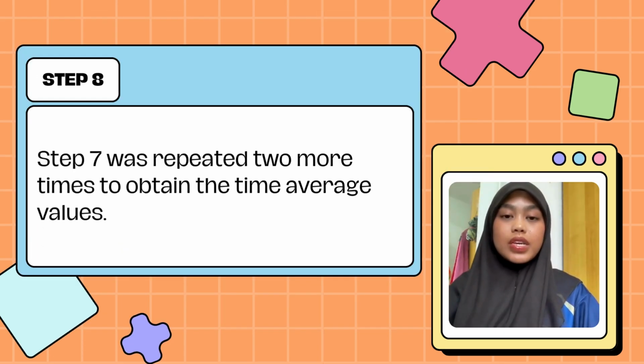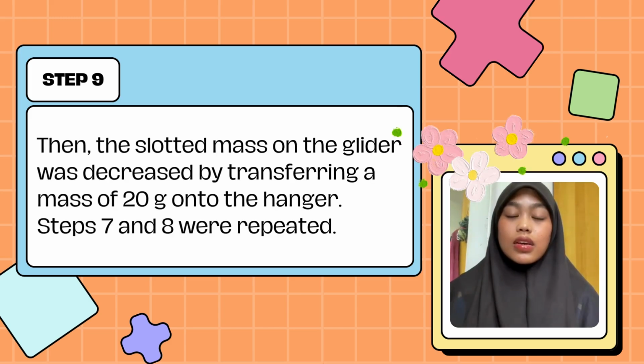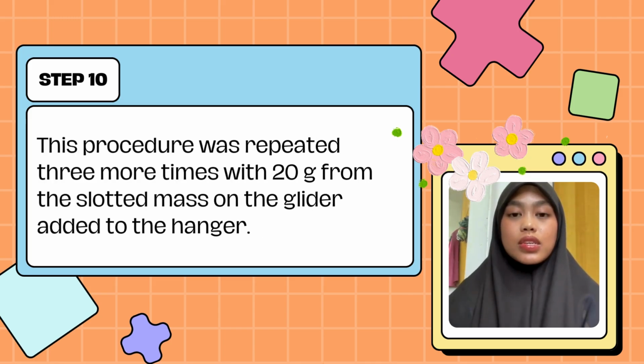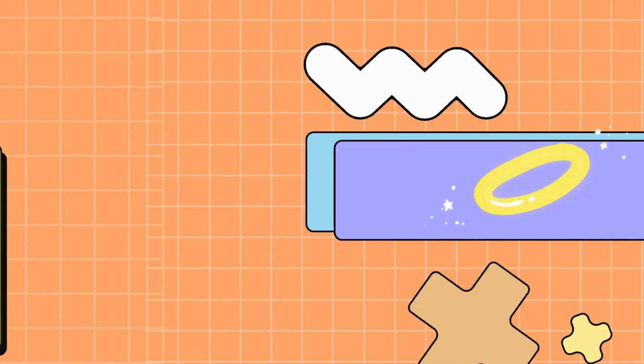Step 7 was repeated 2 more times to obtain the average time values. Then, the slotted mass on the glider was decreased by transferring a mass of 20 grams onto the hanger. Steps 7 and 8 were repeated. This procedure was repeated 3 more times, with 20 grams from the slotted mass on the glider added to the hanger.